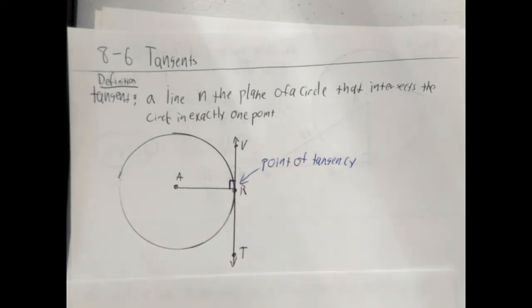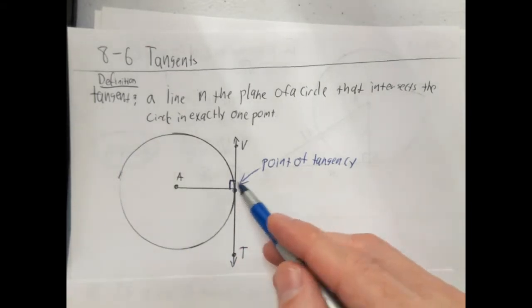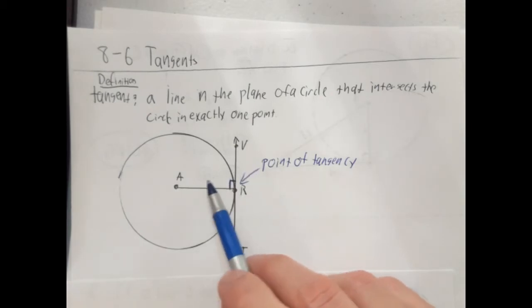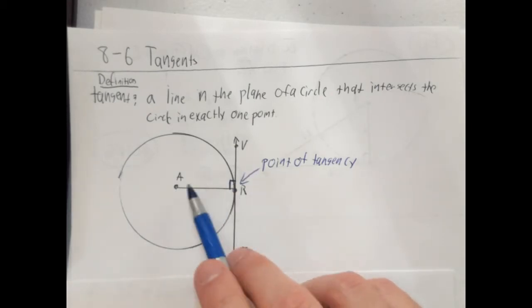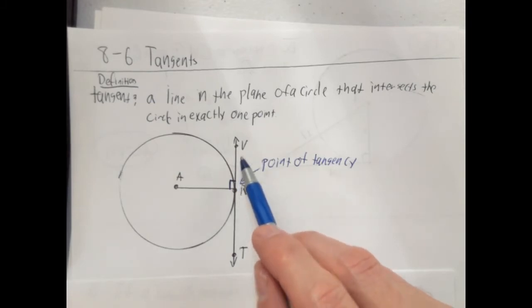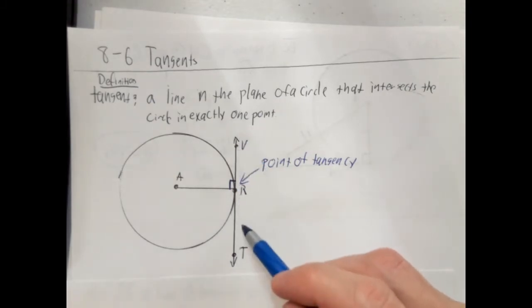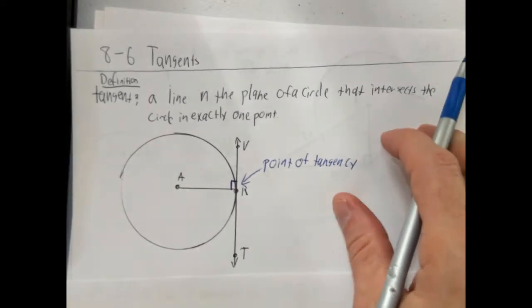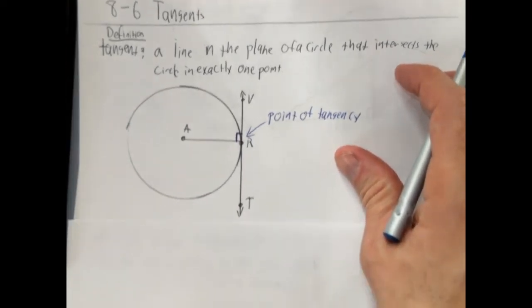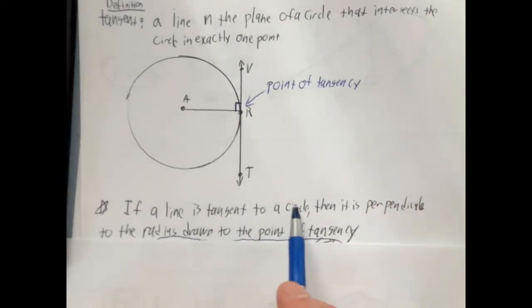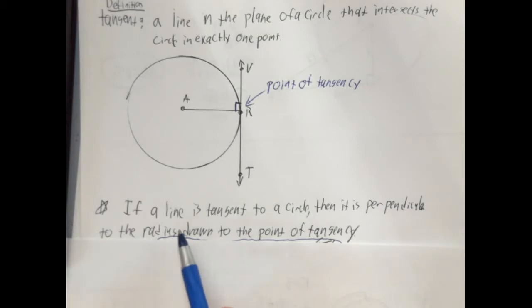Now you'll also notice that we have a right angle here, and that's really the key piece of information I want you to get out of this video: the radius of a circle, because AR is obviously the radius, will always be perpendicular to a tangent at the point of tangency. That's going to be significant, and that's going to allow us to solve for some things using tangents. I believe I wrote that here. Yeah, I did. So if a line is tangent to a circle, then it is perpendicular to the radius drawn to the point of tangency.